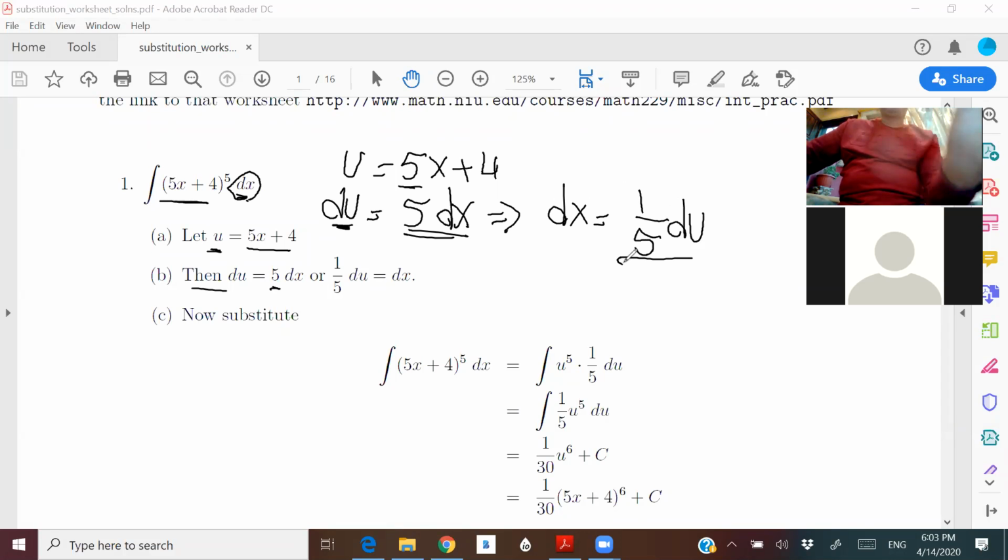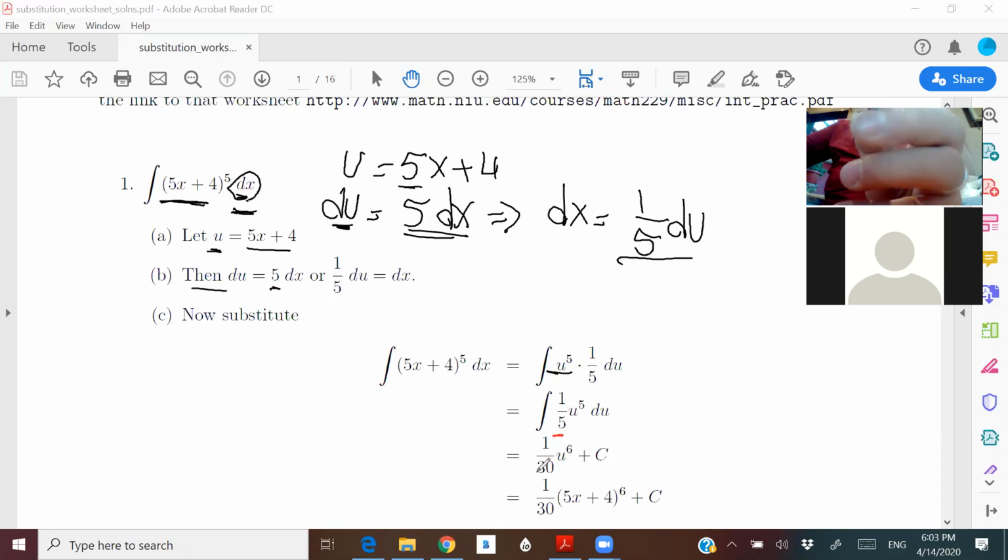So I have two replacements. One for 5x + 4, which becomes u^5, and one for dx, which becomes 1/5 du. The new function is easier than the main function. As you see here, if you want to integrate u^5, it is u^6 over 6, and over 5 here means over 30.